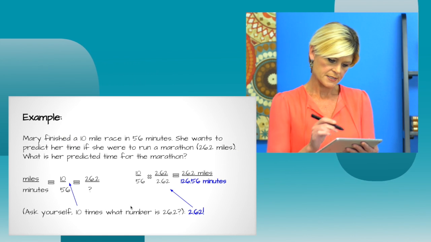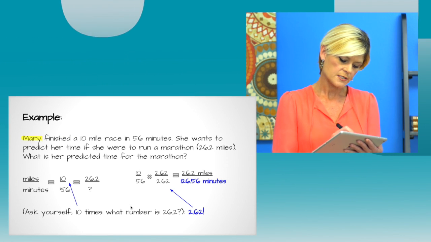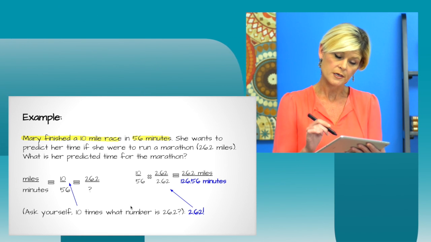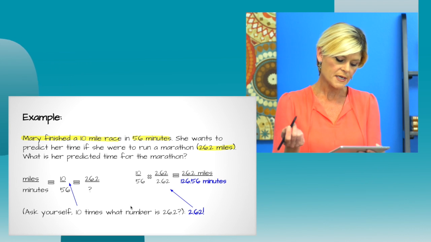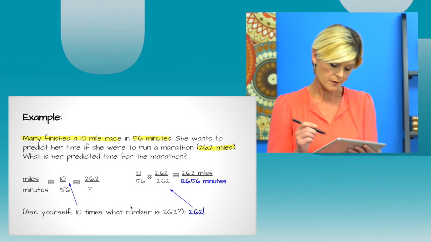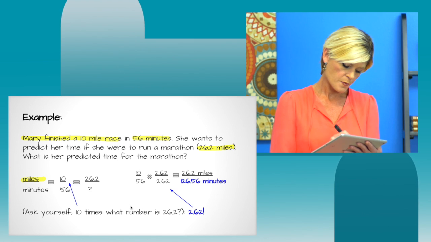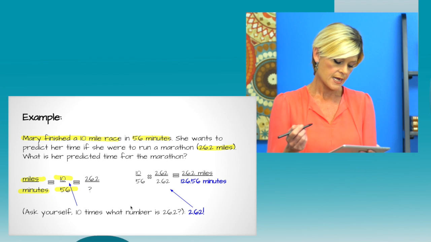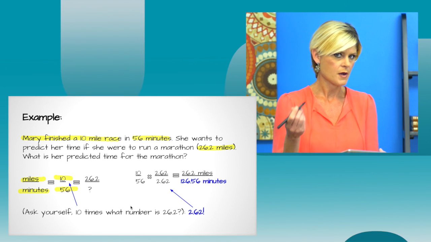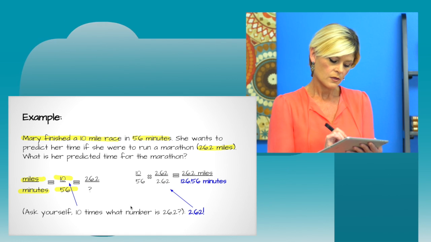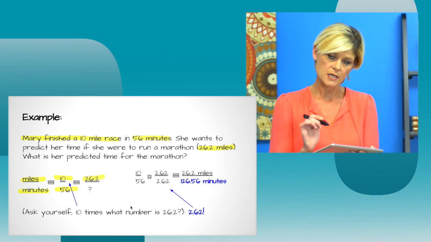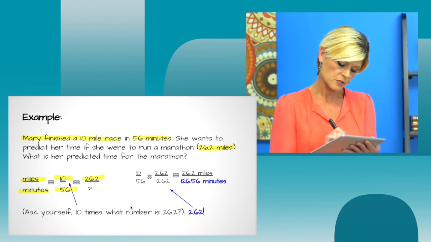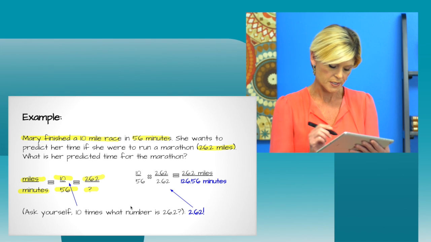Here's another example of a rate. Mary finished a 10-mile race in 56 minutes. She wants to predict her time if she were to run a marathon, which is 26.2 miles. What is her predicted time for her marathon? So we'll set this up as miles over minutes, and that equals 10 over 56, because the problem tells us that it takes her 56 minutes to run 10 miles. Now, using what we know, we can figure out how long it would take her to run the 26.2 miles. So I have 26.2 over question mark because that's my unknown. How long, how many minutes?